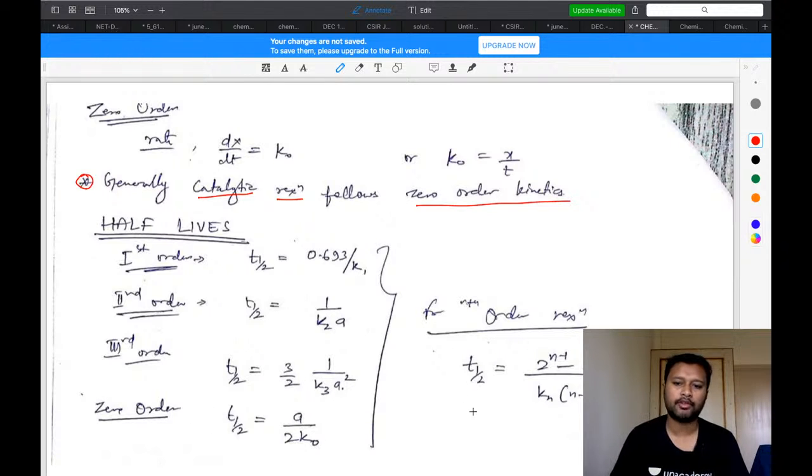Now for the general equation, it is written over here, but I guess it's not visible to you, so I am writing here t half for the general reaction.